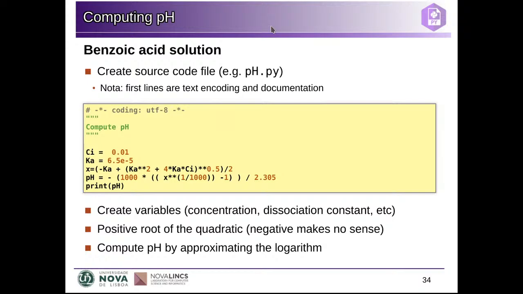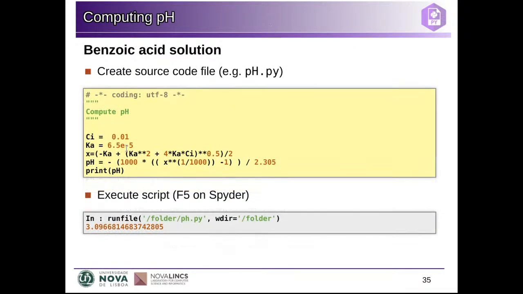And if you run this code with F5, so you have the source code, you can save it, you just press F5 on Spyder, and you'll see in the console, so the other window that you have there, this instruction saying that you're running this file that you created, and at the end you see this result. This is the result of this print instruction here.